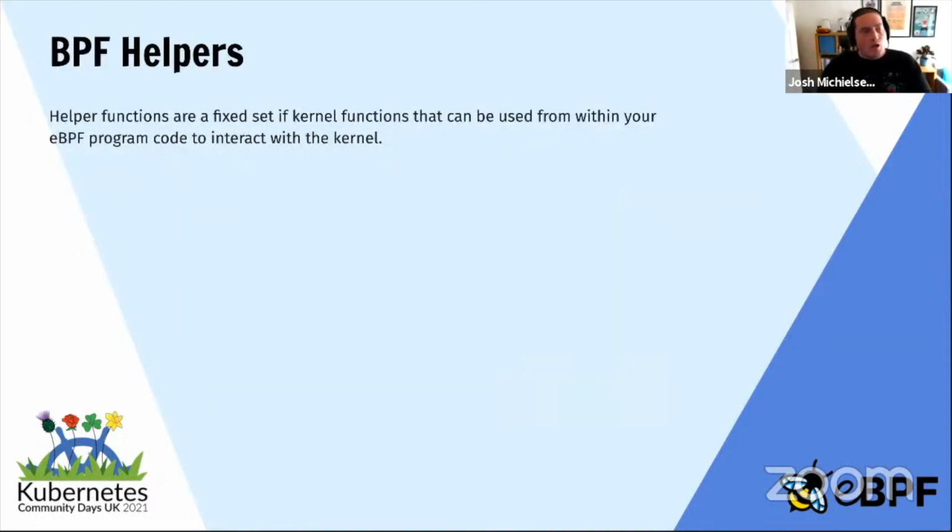Next up, we got helpers. Helper functions basically exist in eBPF in order to ensure that we have safe access into the kernel when our programs are executed. We can't interact directly with the kernel from within the BPF virtual machine, but the helper functions give us entry points into the kernel to do certain things.